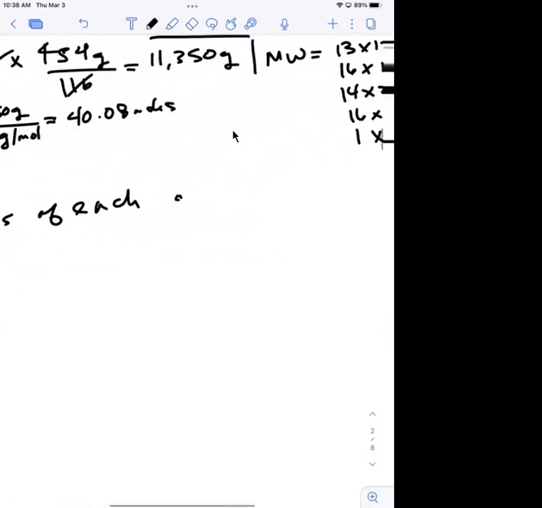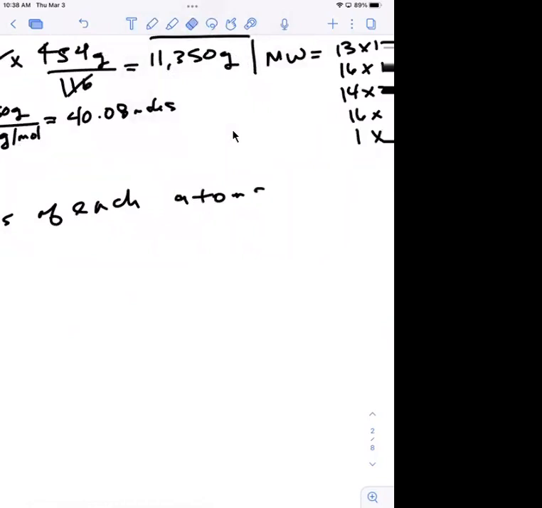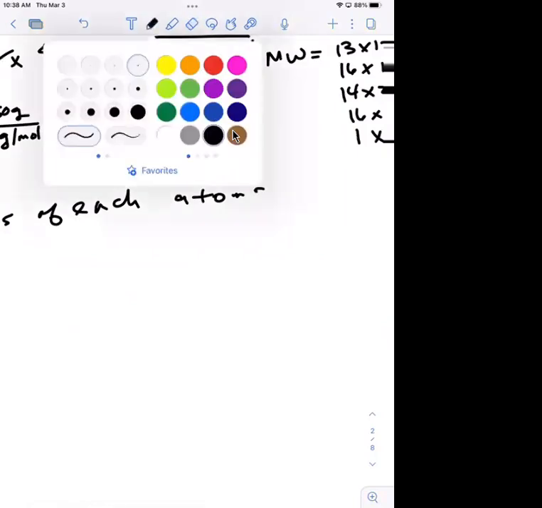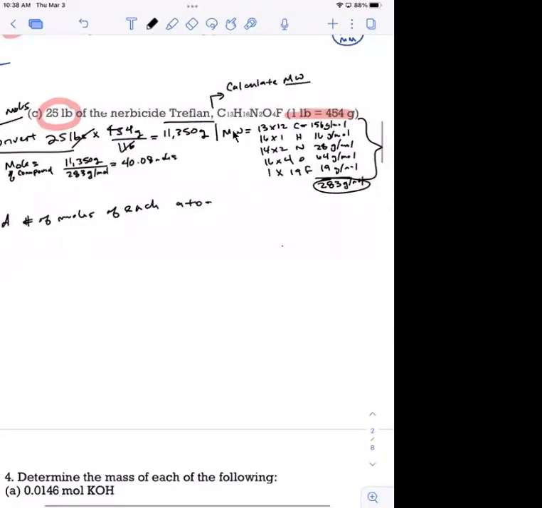And when we finish these calculations, the number of moles that we calculate for each one ought to add up to 40.07. Everything should add up to 40.07, or 40.08. So let's do it. We have all of our numbers that we need already calculated.